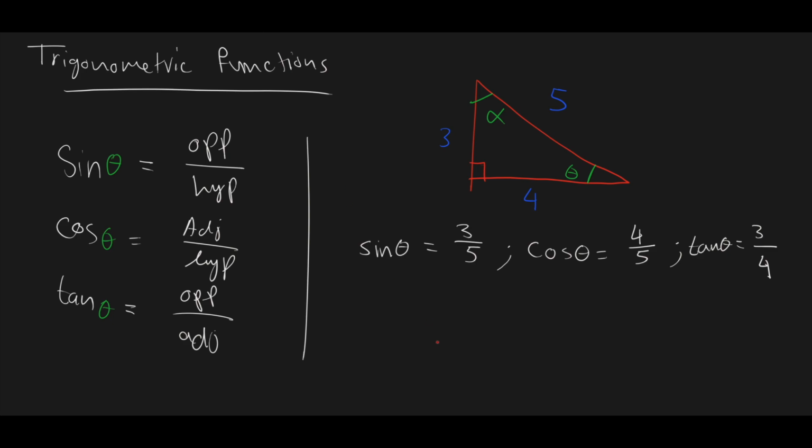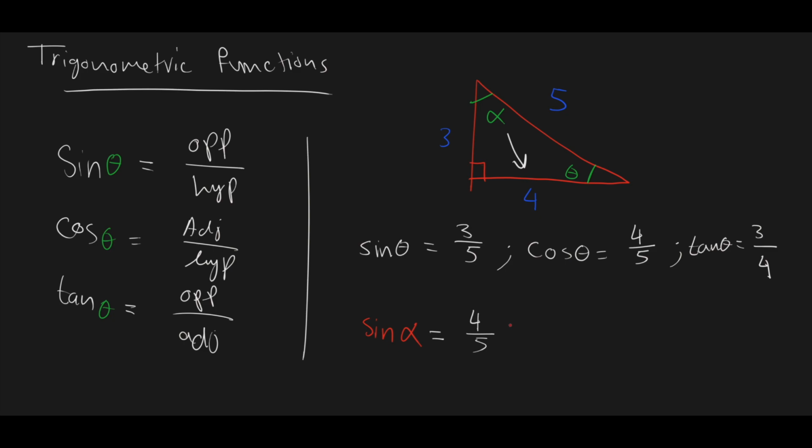Now let's take sine of alpha, this angle here. So what is sine? Sine by definition is the opposite divided by the hypotenuse. What is the opposite of alpha? It's going to be 4. What is the hypotenuse? 5. So sine alpha is 4 divided by 5. So you'll see that there is a difference between sine theta and sine alpha because it depends on the position of the angle. What is the reference angle that you are looking at?